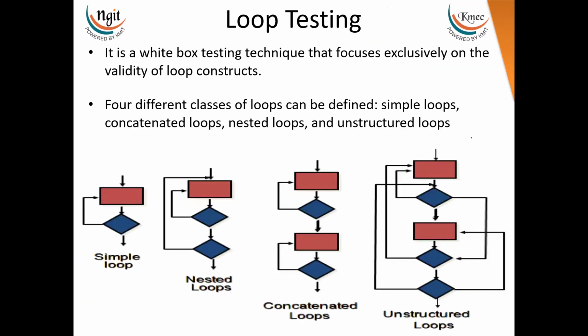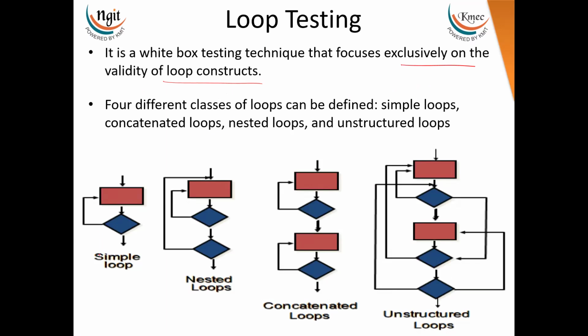Next, we talk about loop testing. It is a white box testing technique that focuses exclusively on the validity of loop constructs. There are four different classes of loops. We have simple loops, that is a single loop. Then nested loops, that is one loop inside the other. Next is concatenated loops, that is multiple loops in sequence. Then unstructured loops, that is badly written or spaghetti-like logic.